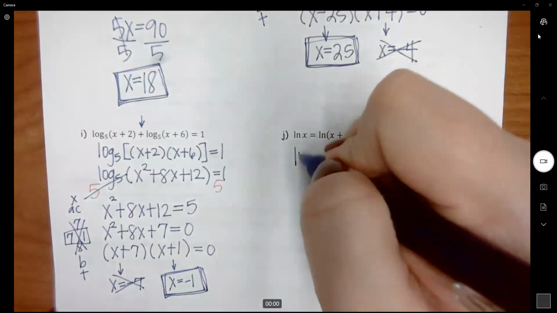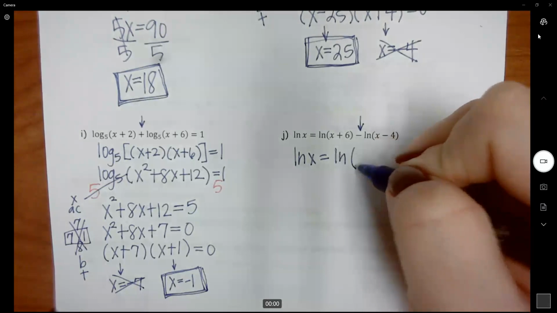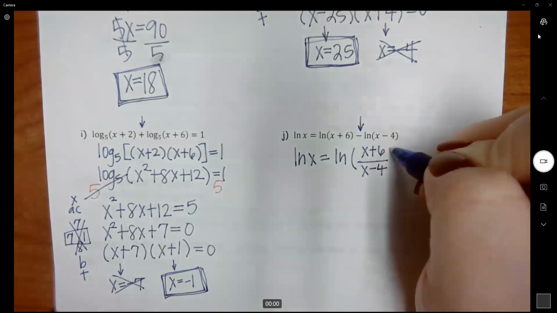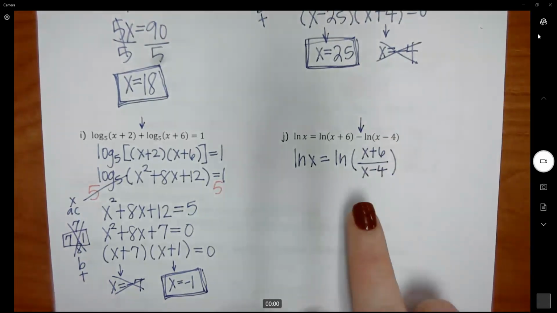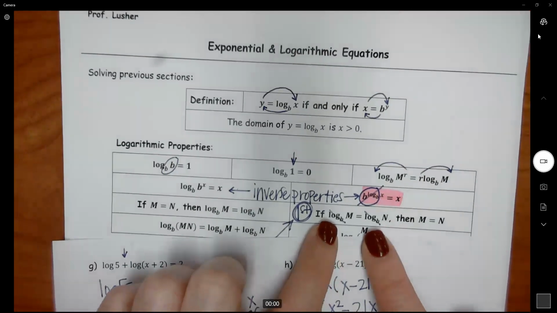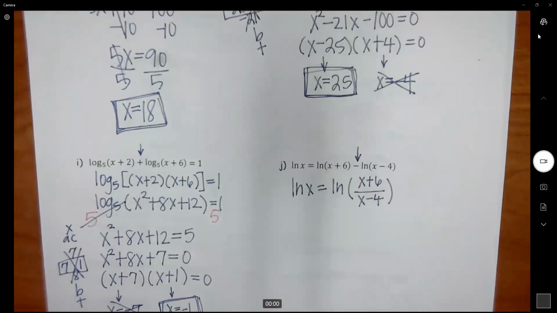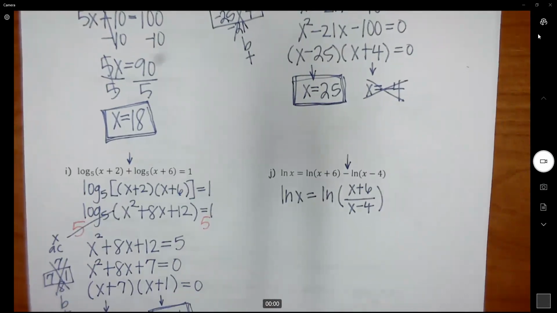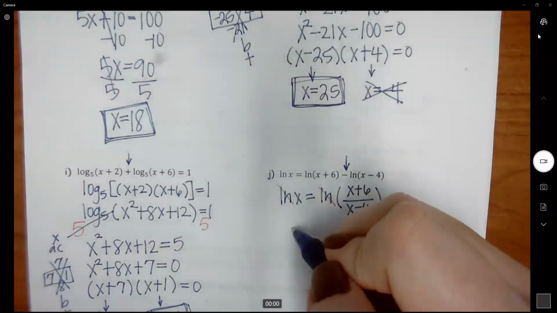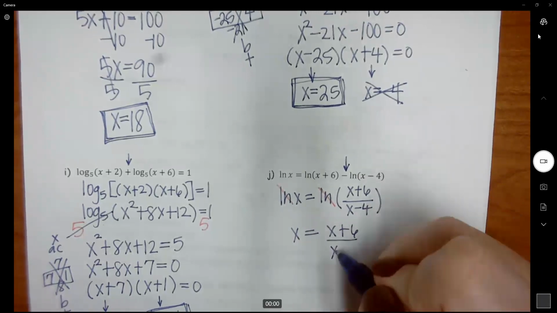So here we've got natural log x equals the natural log of x plus 6 divided by x minus 4. This one actually goes back to our first video. My bases are going to cancel and I'm going to be left with m over n, or m equals n. So here on both sides, we have the natural log, so we can cancel those out. And I am left with x equals x plus 6 over x minus 4.